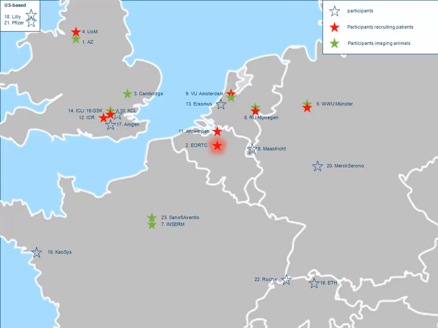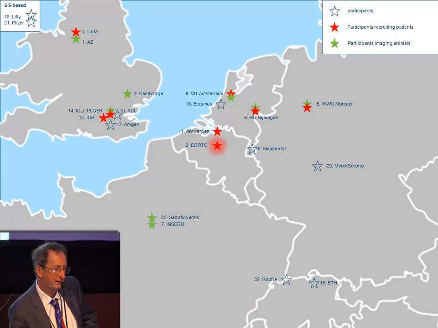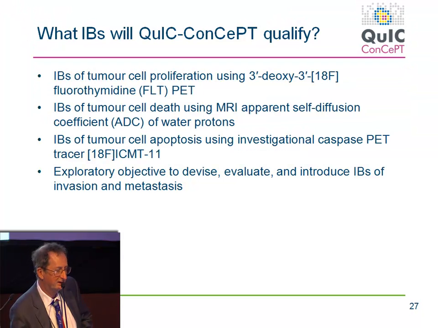So what biomarkers are we looking at? You might think that at least the top 2 of these, this is a pretty boring list. We're not setting out to discover new biomarkers. We're moving them into that useful space where we can make decisions with them. We've got one about proliferation, FLT PET, one about cell death, MRI ADC, a caspase tracer for apoptosis, and a couple of more exploratory biomarkers of invasion and metastasis.